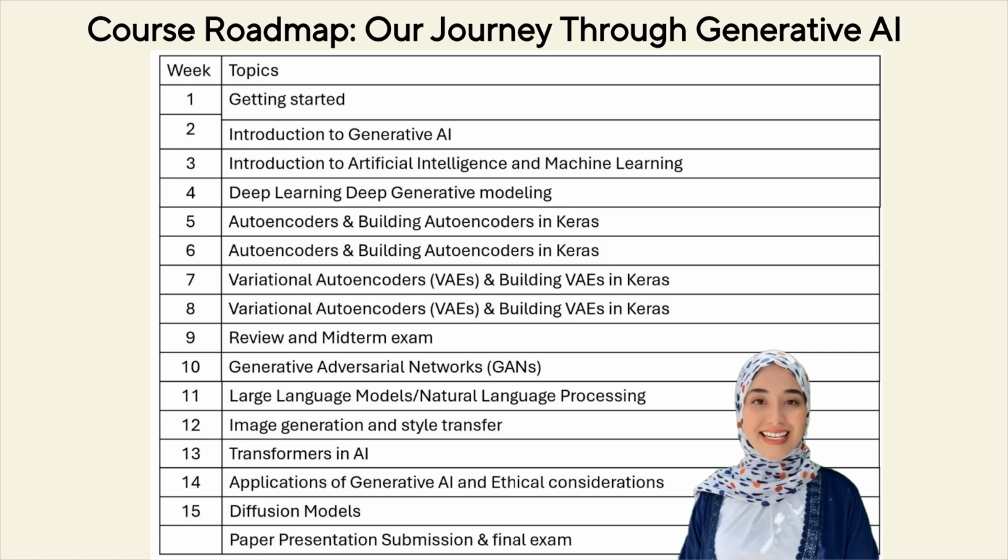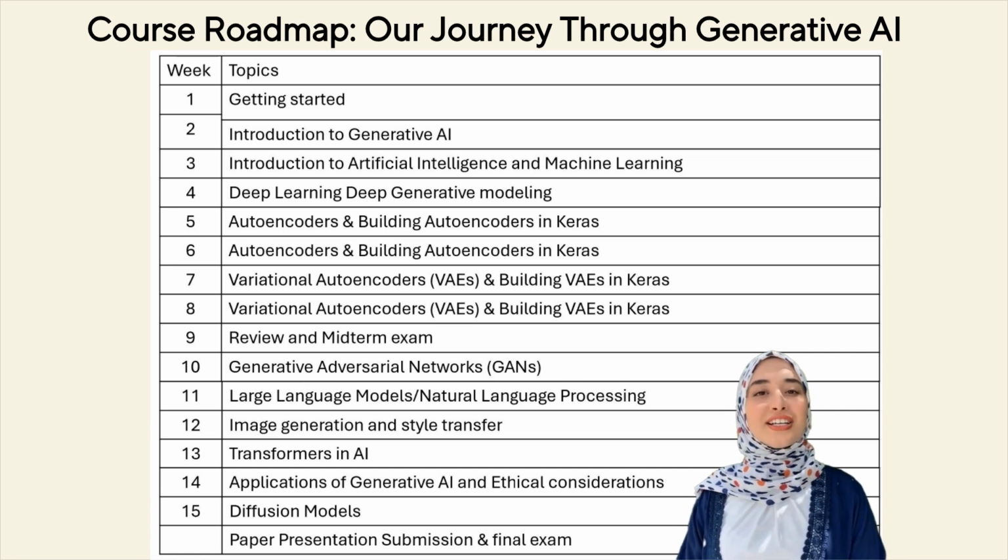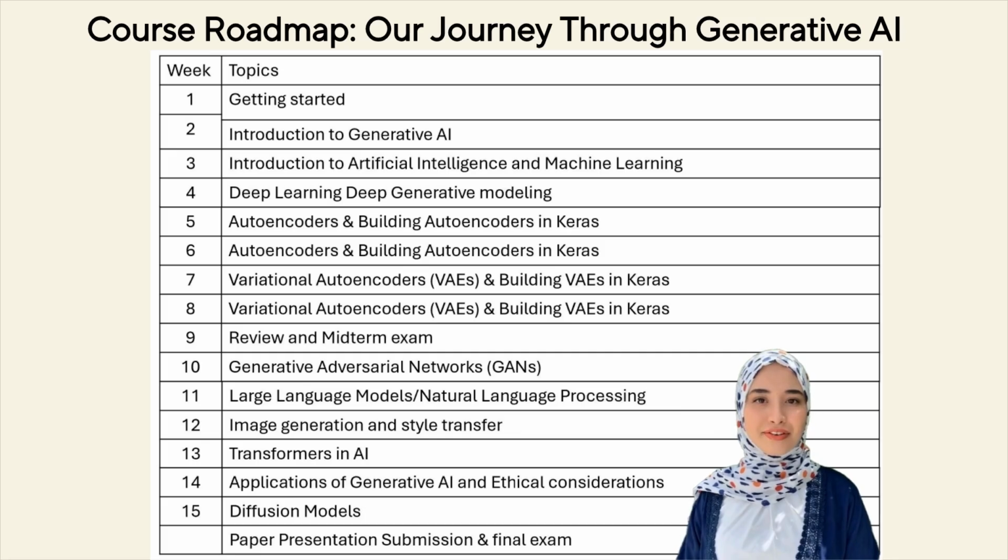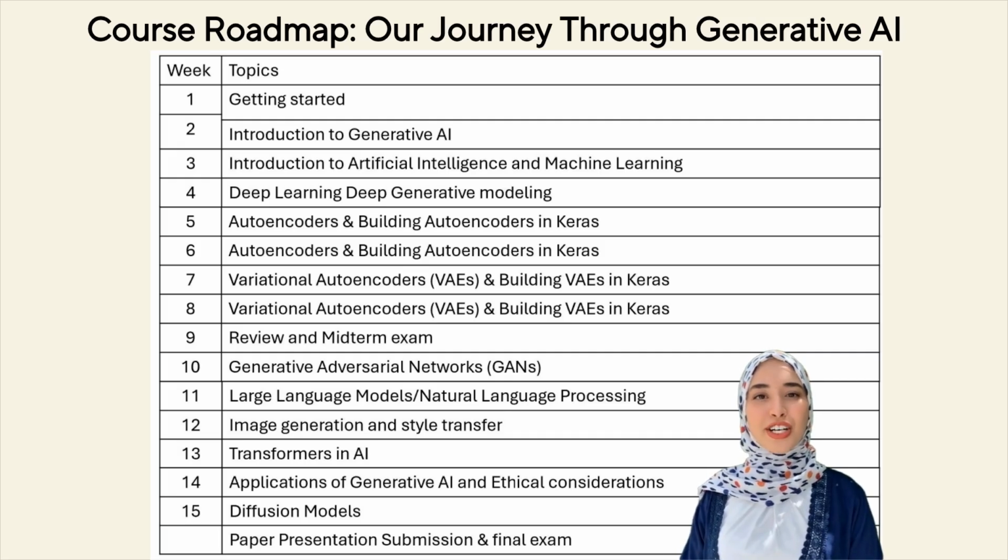Week 13 is dedicated to transformers in AI, the architecture that unites text, vision, and even audio, and the foundation for today's most powerful generative models. Week 14 connects innovation with responsibility. We'll discuss applications of generative AI and the ethical considerations that come with creating powerful, autonomous systems. Finally, in week 15, we'll explore diffusion models, the newest frontier in generative AI, and wrap up with your paper presentation and final exam, where you'll demonstrate both your understanding and your ability to create with AI.